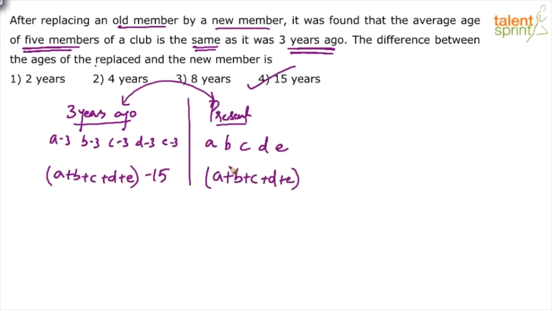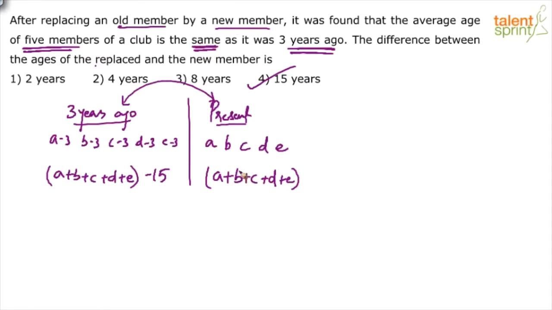You're getting it? See, look at it. He says, when you have replaced one of these members, it was found that the average age of the 5 members of the club is same as it was 3 years ago. Average was same, meaning the sum was same. We are not again going to divide this by 5 on both the sides. Makes no sense because the average is the same only when the sum is the same.